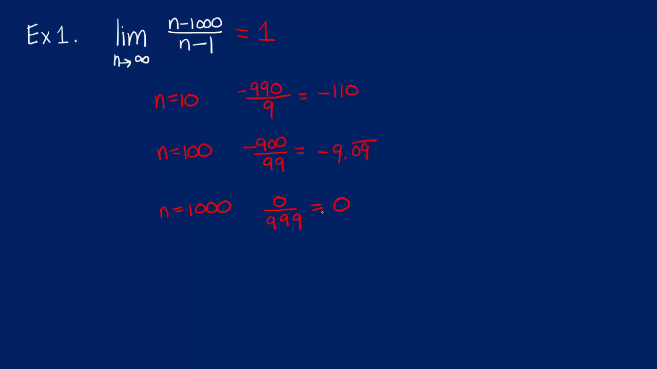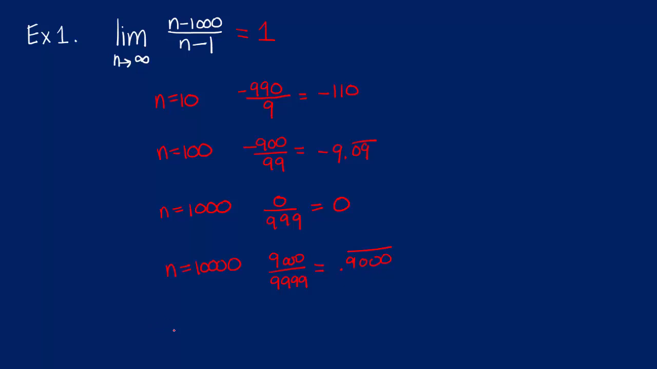But I hope you're getting the idea that plugging in a large number may not be the best course of action. You could, I guess, keep getting bigger and bigger to see if you actually start to approach something. Let's go to 10,000. So that would give me 9,000 over 9,999. Okay, this is looking better. What's that? 0.9000 repeating. That's getting much closer to 1.